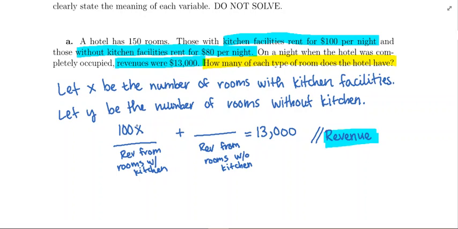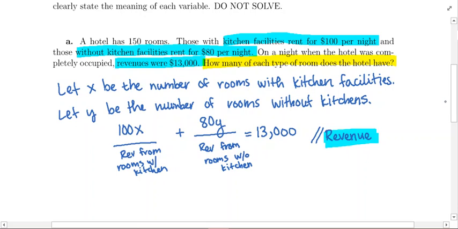You can do the same thing for the rooms without kitchens. Those go for $80 per night. The way you set up your variables, the hotel has Y many rooms without kitchens. So they're going for $80 a night times the number of rooms, which is Y. The hotel will take in revenue of 80 times Y for rooms without kitchens. Add those two revenues and it's got to total 13,000. So that's your first equation: 100x plus 80y is equal to 13,000.